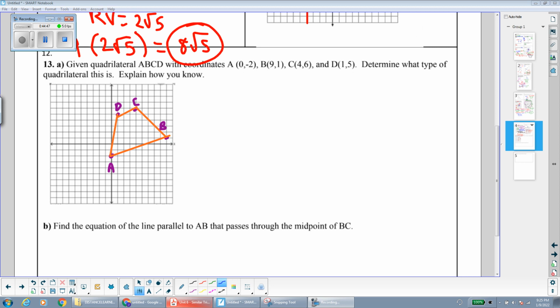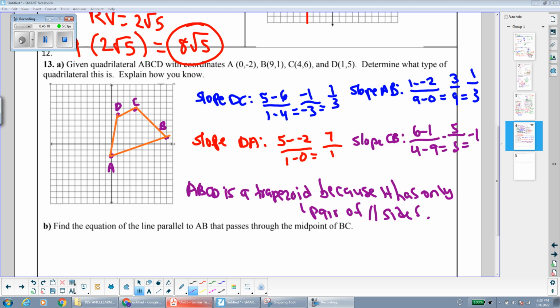So honestly, it kind of looks like a trapezoid after I graph it, but that's not enough to show that it's a trapezoid. So since I think it might be a trapezoid, I know that trapezoids have only one pair of parallel sides. So I'm going to find the slope of all four sides. And if I find that only one pair of sides has the same slope and the other pair doesn't, then I know for sure that this is a trapezoid with only one pair of parallel sides. So I'm going to pause and calculate my four slopes, and then I'll resume.